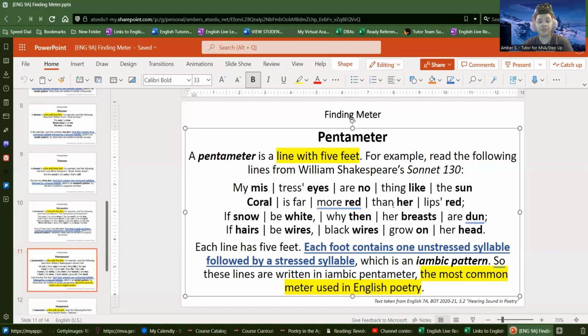And these other lines are also iambic pentameter. So it's good to be able to look at these in practice, breaking these down. Choral is far more red than her lips red. Basically, choral is considered like 1 syllable because of the way that some people say it.